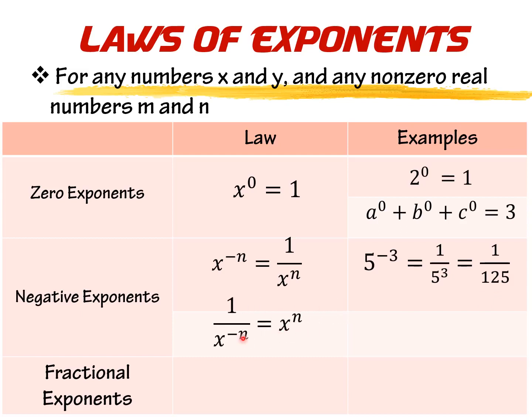Similarly, if we have a negative exponent in the denominator, you will have 1 over x raised to the negative n. To make it positive, you just simply put it in the numerator. Example, 1 over 4 raised to the negative 3. To make it positive, we put it in the numerator. So 4 cubed over 1, or simply 4 cubed, that will be equal to 64.